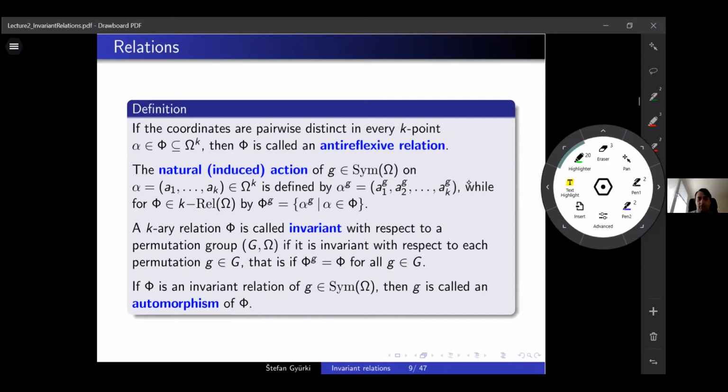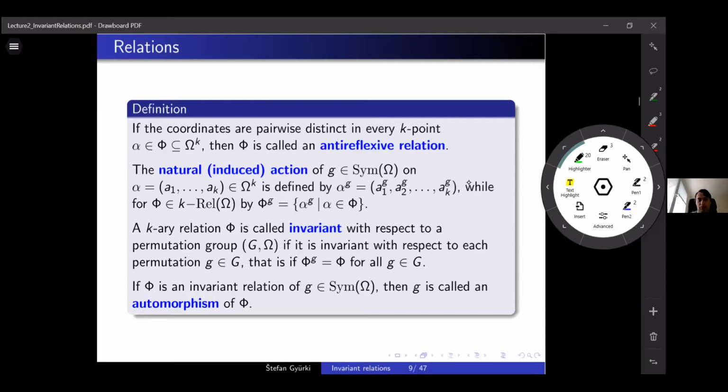If the coordinates are pairwise distinct in every k-point of a relation phi, then we call this k-ary relation an anti-reflexive relation. So the coordinates are pairwise distinct; they are not appearing twice or more times in any of the k-points of the relation. As was mentioned in the introduction, a natural induced action of a permutation can be defined on the k-points and also on the k-subsets. So probably it is not necessary to repeat it.